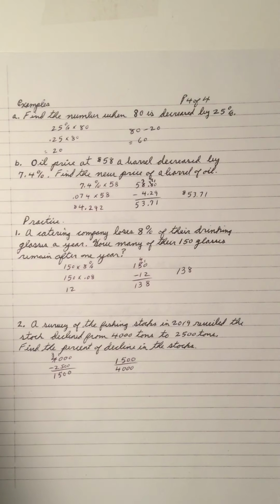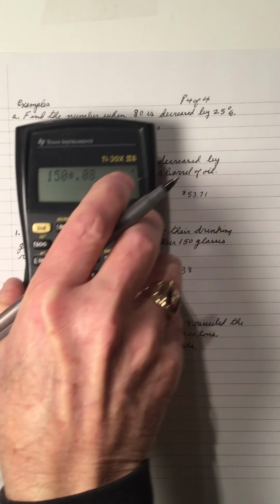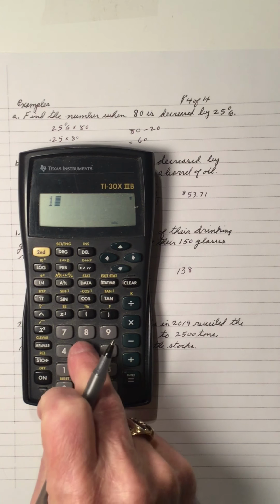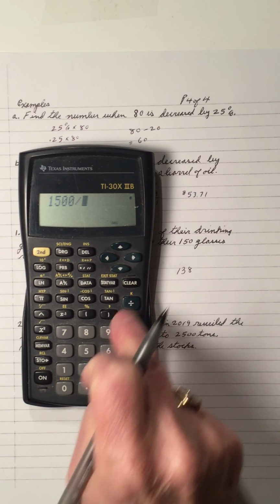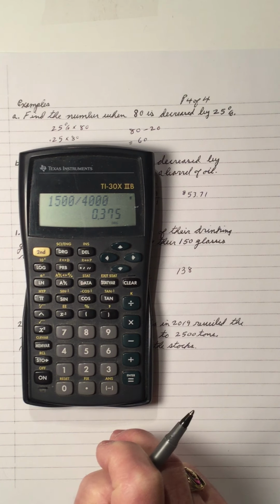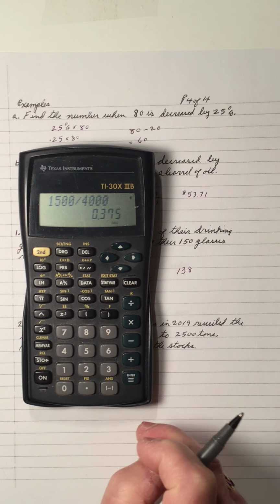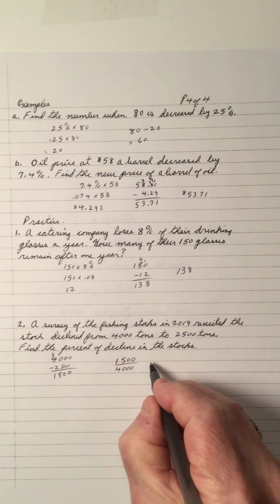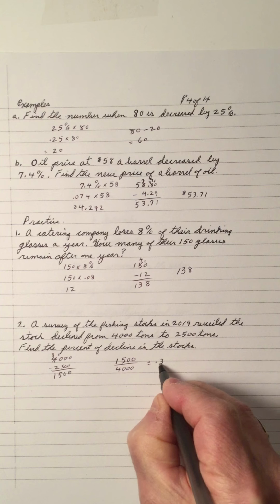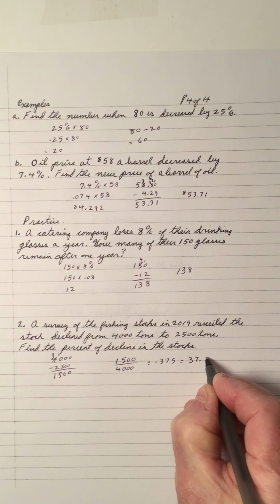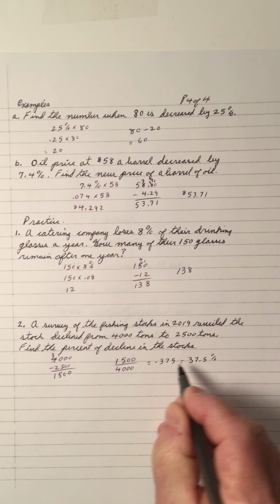So I could take a calculator without reducing it and take 1,500 and divide it by 4,000 because I have a calculator. So I get decimal 0.375, which is 37.5%.